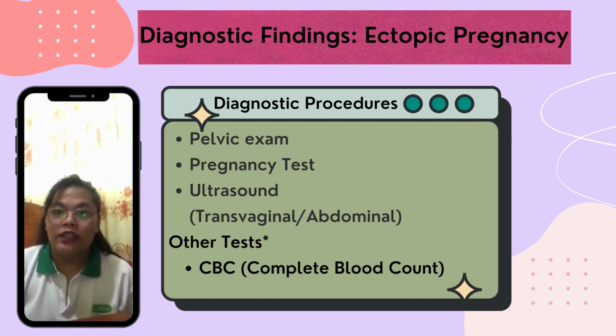And lastly, other blood tests. A complete blood count will be done to check for anemia or any signs of blood loss. If you're diagnosed with an ectopic pregnancy, your doctor may also order tests to check your blood type in case you need a transfusion.